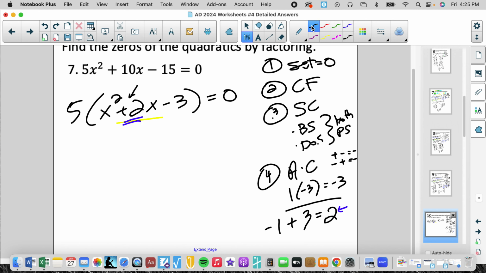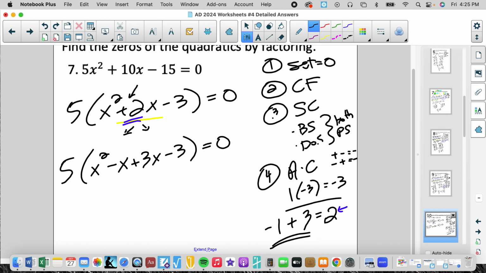So I'm going to keep that 5 out there. I'm going to break this middle term down into these two values. So that's 5 times, negative x plus 3x minus 3 equals 0. And now I'm going to factor by grouping.